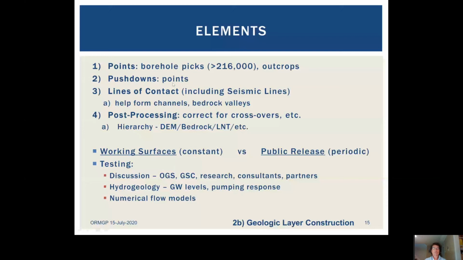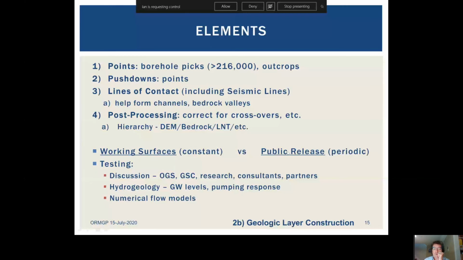We have lines of contact that we can incorporate into our rendering, including interpretations from seismic lines or geophysics, and we generally use these to help form channels and bedrock valleys. And then we have some post-processing practices or routines that we run. We don't want crossovers. We don't want anything coming up above the ground surface. So there's a number of different pieces of information and steps that get incorporated.